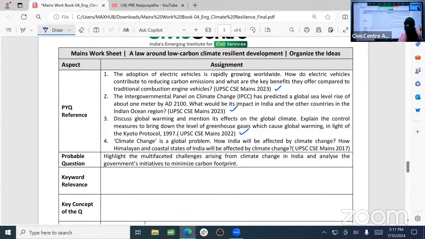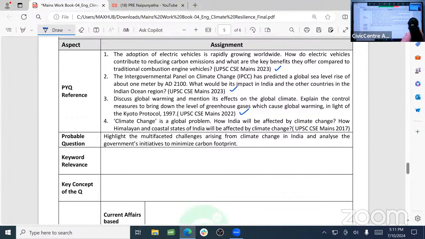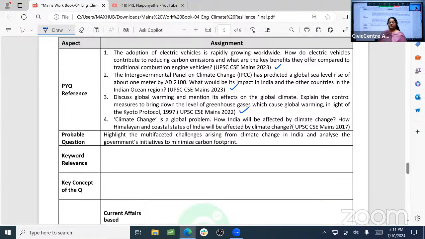Now we have given you an empty template which you will have to fill. First, we will identify the keywords asked in the question. Here in this question, we have given you two keywords. Unlike the last workbooks, where we gave you just a single question to answer, we are now giving you two parts of the question: highlight the multifaceted challenges arising from climate change in India and analyze the government initiatives to minimize carbon footprint. So what are the keywords here?